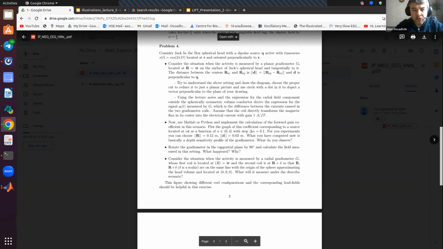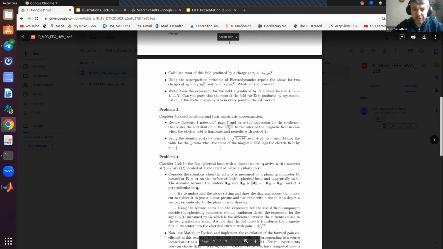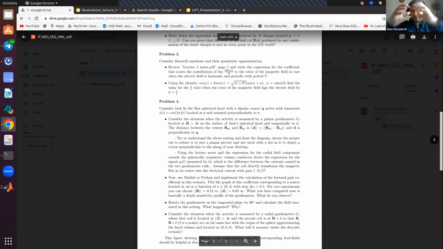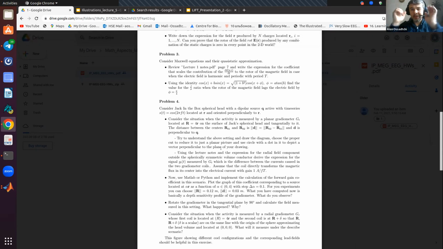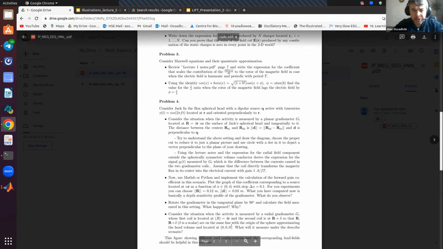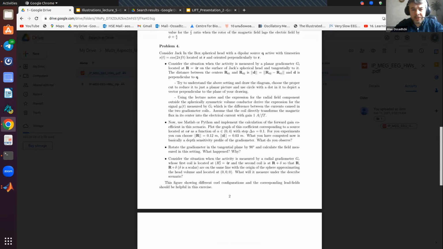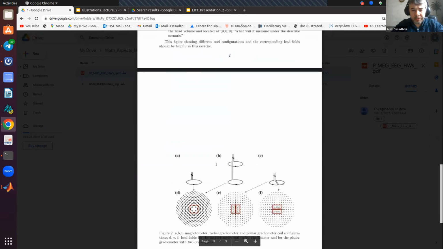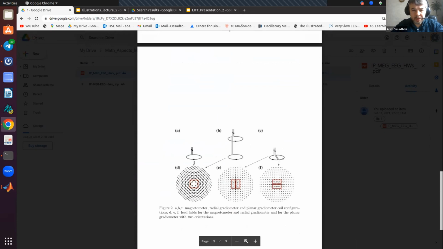And all you need to do is this: you need to consider a spherical head, okay, like Jack in the Box has, and you'll consider a source inside this head, and I will ask you to simulate the magnetic field that is measured by a single coil. Basically, very simply, you don't have to integrate over the entire coil. All you need to do is just to compute the magnetic field at the center of this coil. Okay, just use these formulas to understand how to use them.